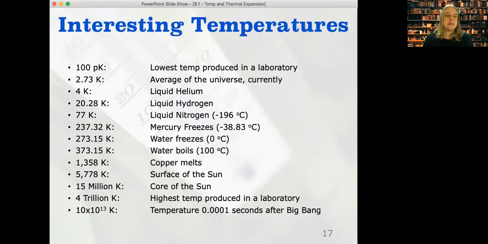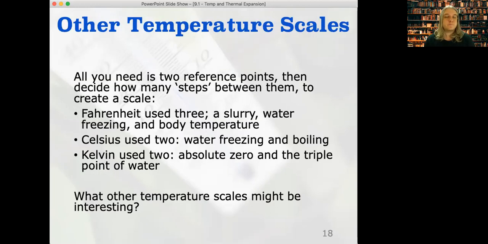4 trillion. And just for comparison, 10 times 10 to the 13 Kelvin was the temperature just after the Big Bang, 0.000100, did I say that right? 3 O's, 1 seconds after the Big Bang. So that's just a quick reference. As I said, feel free to read through all of those.